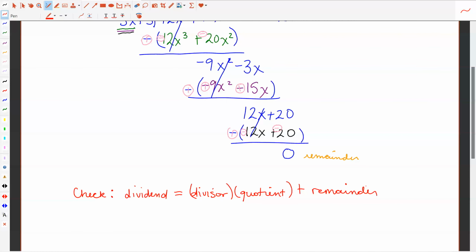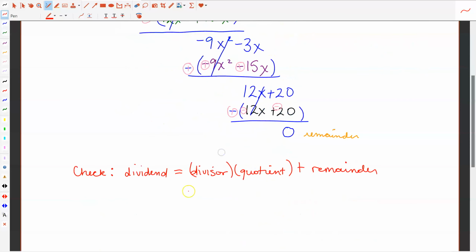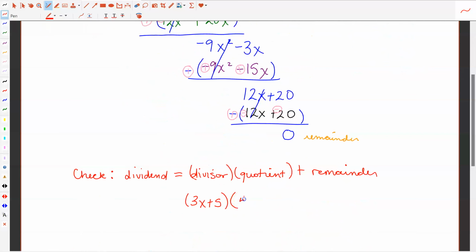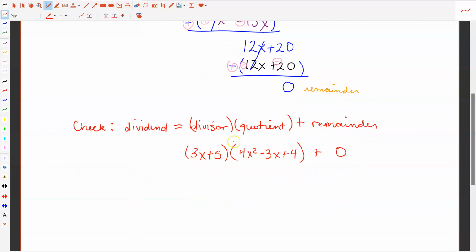So in this case, my divisor, what I was dividing by, was 3x plus 5. We're arguing that the quotient is 4x squared minus 3x plus 4. And for this particular problem, my remainder is 0, so I don't have to worry about that. So let's check if I do this multiplication, do I get back to my dividend? So let's go ahead and start distributing this out.